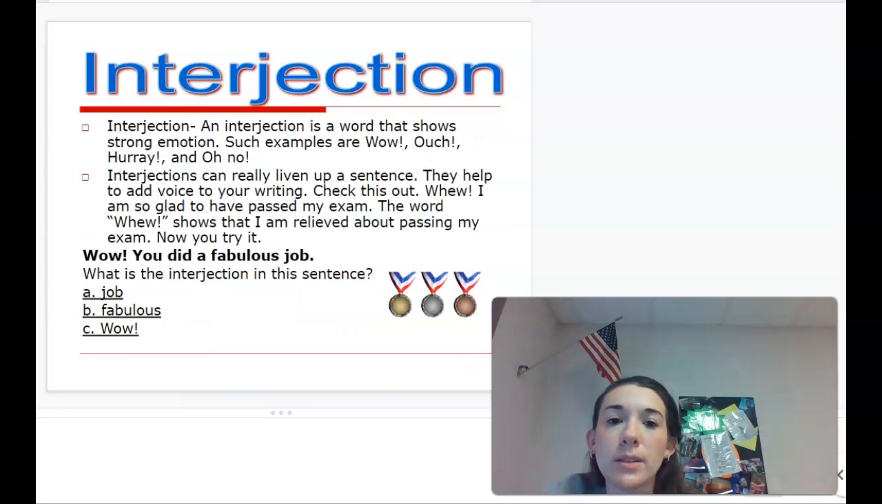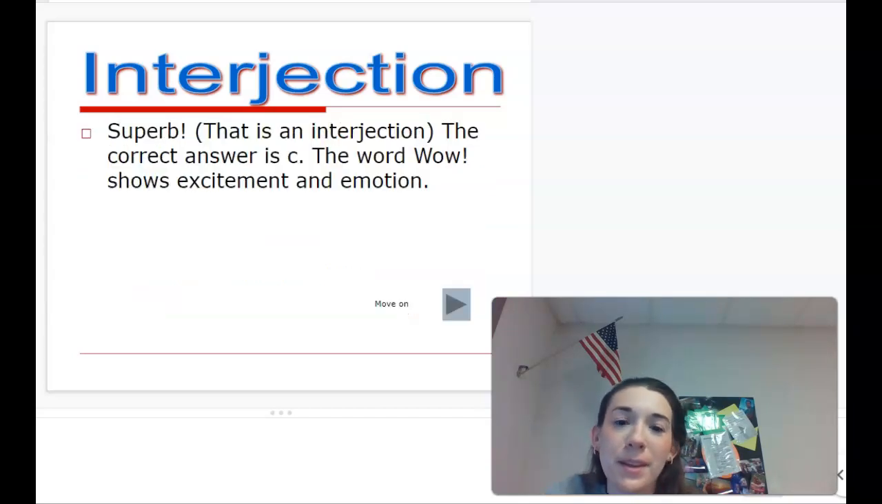So this is an example sentence. I want you to identify the interjection. It's wow, you did a fabulous job. So let's figure out which one of these words is the interjection. Is it job, fabulous, or wow? I hope you picked wow as the interjection in that sentence.